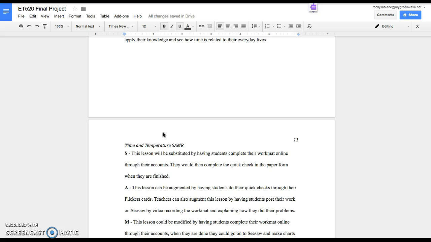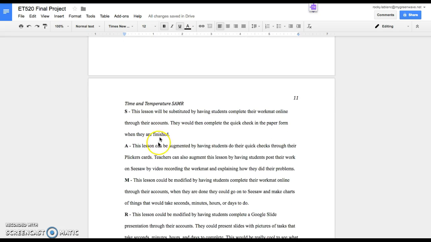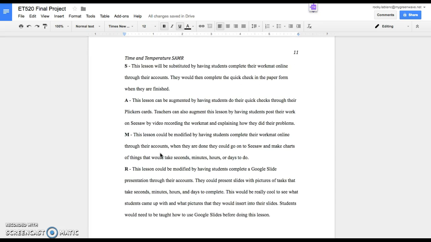Like I said before, we don't have computers every day, so this is probably something to where they would have to be able to print off, or I would have to sign up for the computer lab for the day. This lesson also could be augmented by doing their quick checks through a Plickers card. I could also augment the work on Seesaw by doing video recordings. So they just take their worksheet that they finished for the day, take a quick video of it, and then explain how they did their problems to their parents. Allows it to get out there.